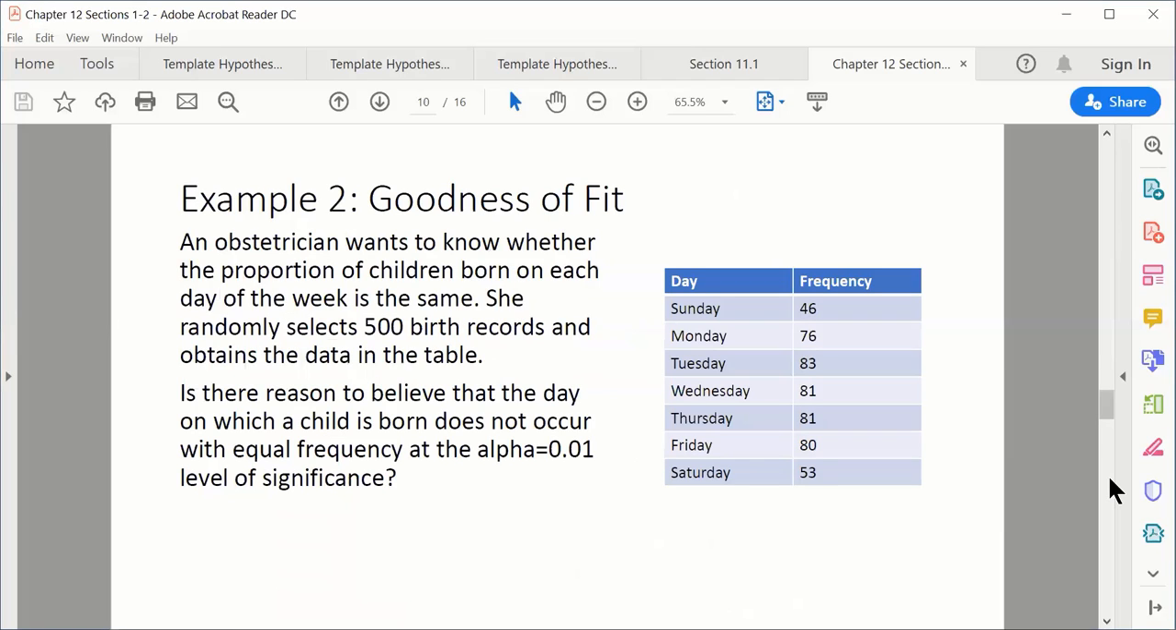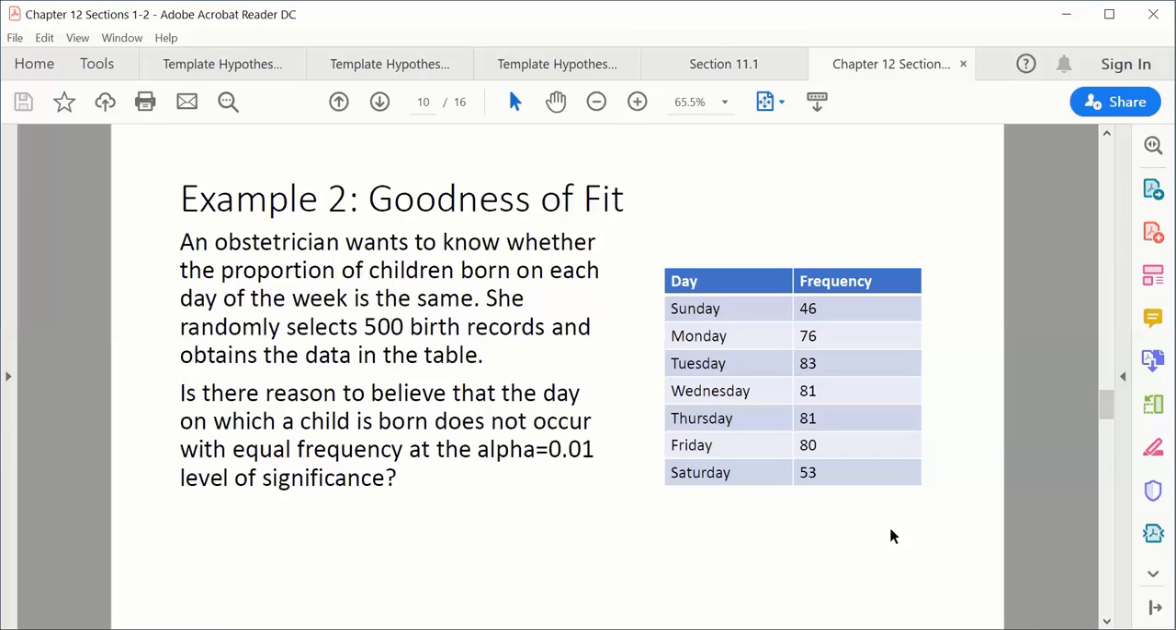Let's go to the one with the obstetrician. So she wanted to know whether the proportion of children born on each day of the week is the same. She randomly selects 500 birth records and obtains the data in the table. Is there reason to believe that the day on which a child is born does not occur with equal frequency at the alpha equals 0.01 level of significance?